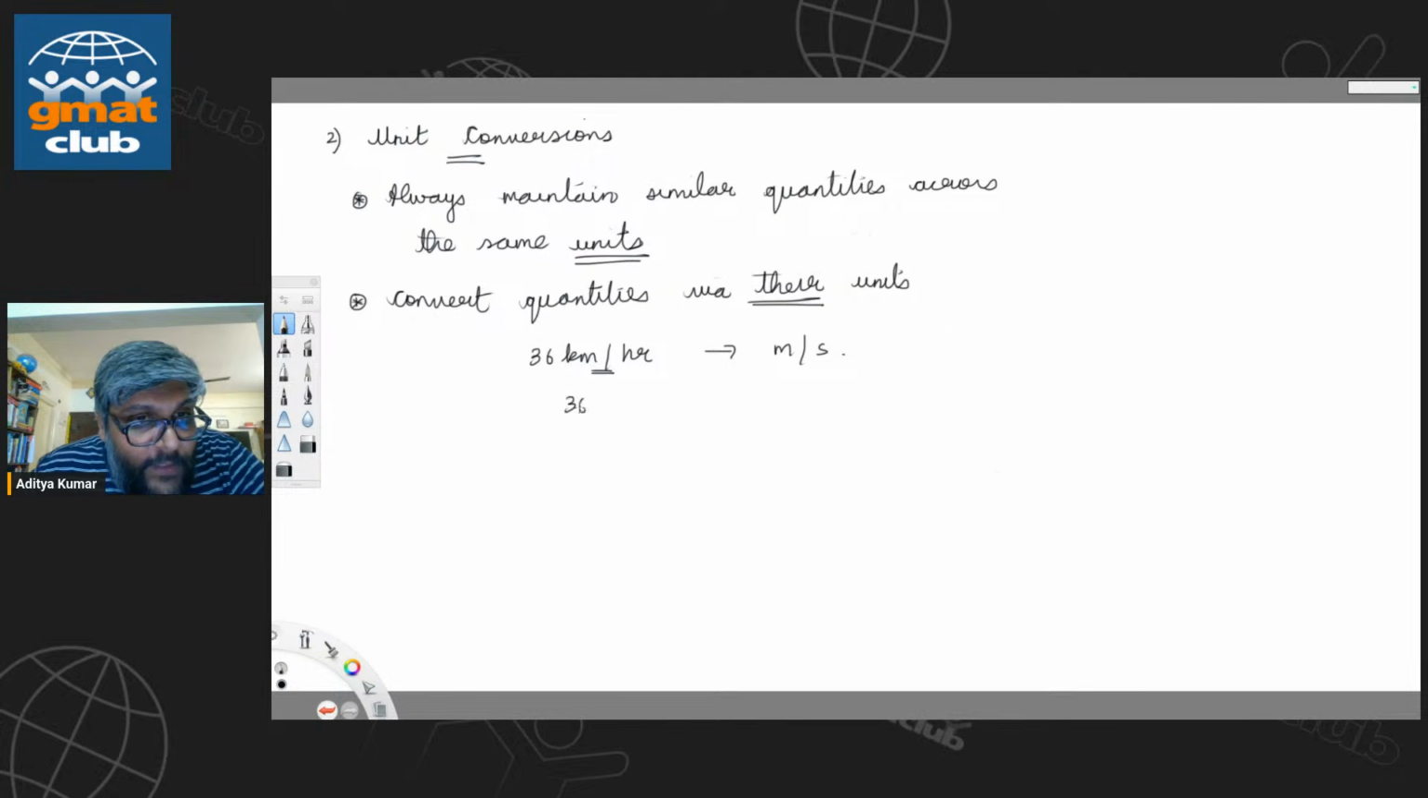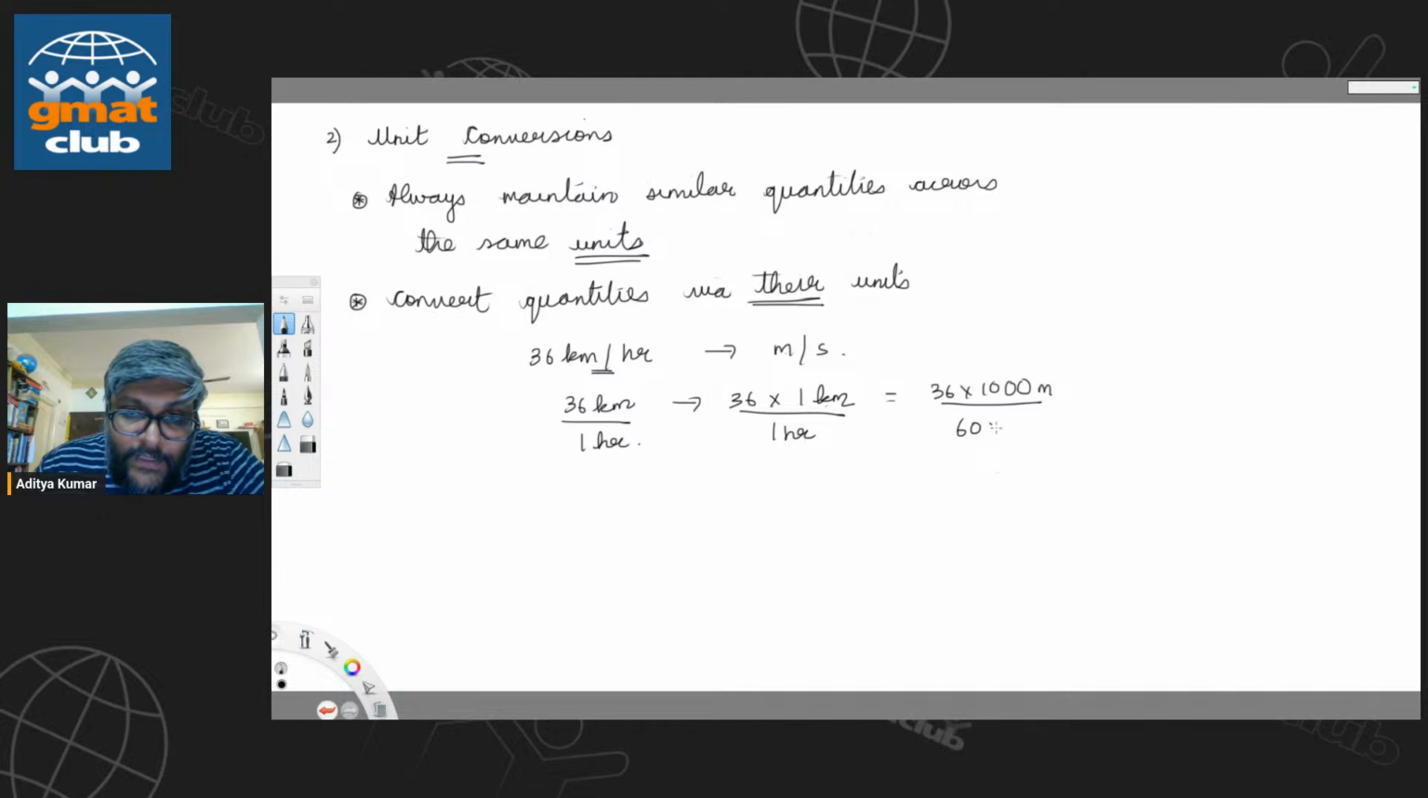So 36 kilometers, I'll write this like this, divided by 1 hour. And I would write this further as 36 into 1 kilometer divided by 1 hour. And now I would make my conversions. I need to convert kilometers to meters, so that's 36 into 1000 meters. And I need to convert hours to seconds. That would be 60 minutes into 60 seconds. Now I would simplify. Right? So 6 6s are 36. That would give me 10 meters per second. So learn to do this, please, right? Always learn to convert quantities via their units.